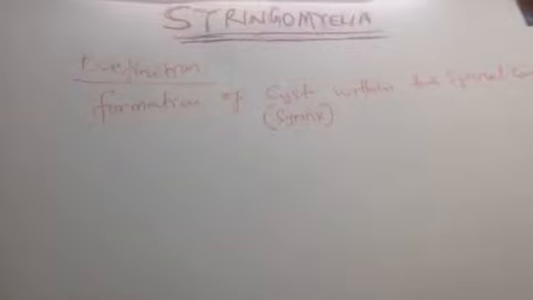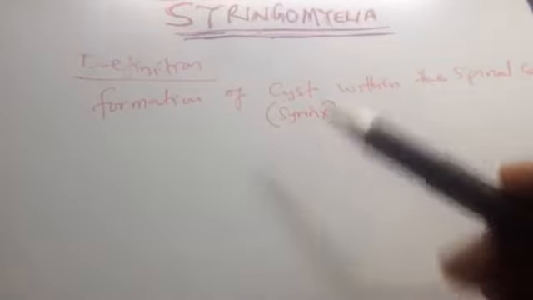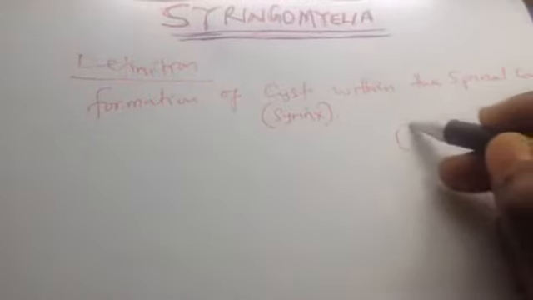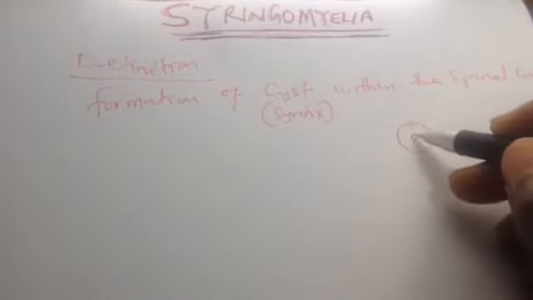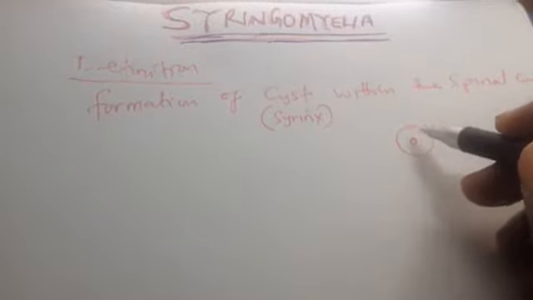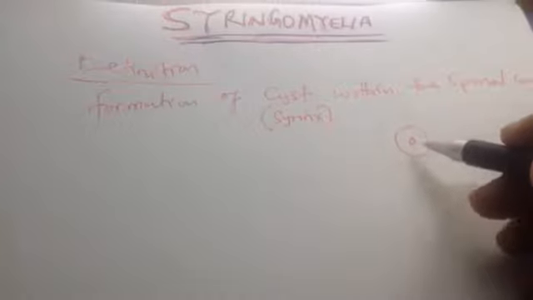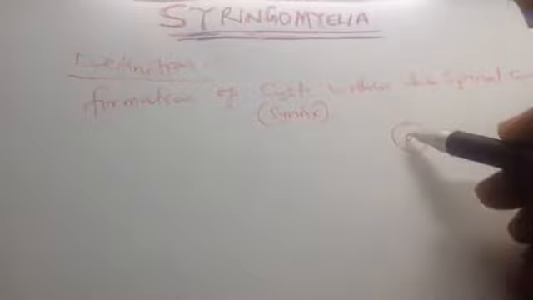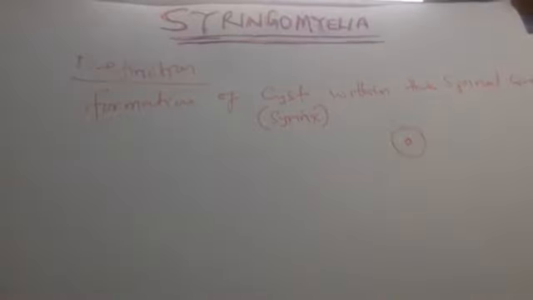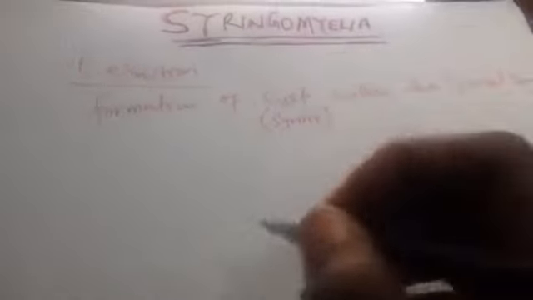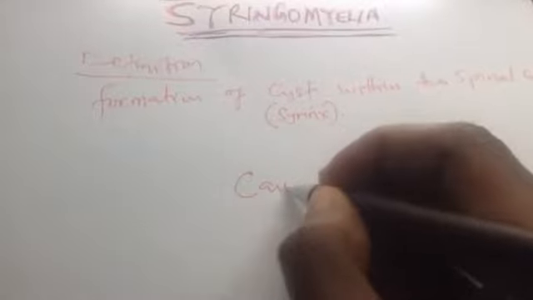This collection of fluid forms in the central canal of the spinal cord. As we already know, in the center of the spinal cord there is a central canal, which is filled with cerebrospinal fluid. The syrinx develops mostly in the central canal, and mostly in the cervical region of the spinal cord.